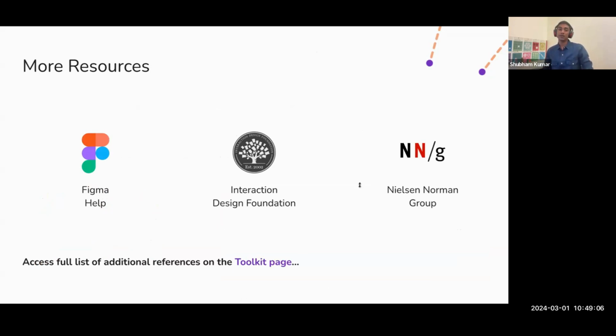You will have additional resources and references provided in the toolkit page that you have access to now. So just making sure that if at any point you feel a bit lost or you need a little more inspiration, these are fantastic resources. We use them and we urge you to use them as well.